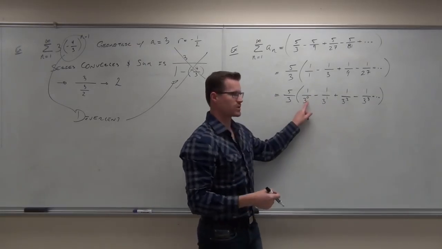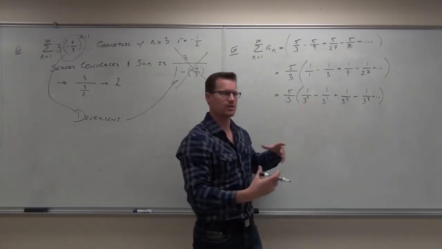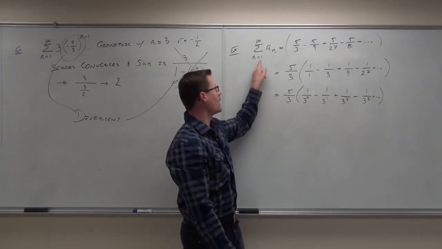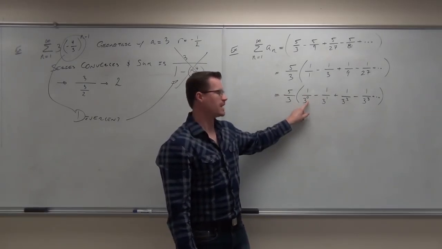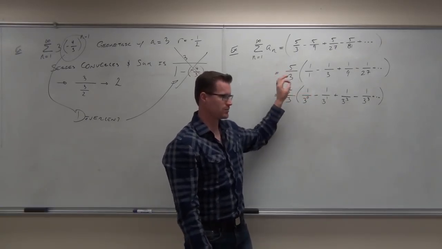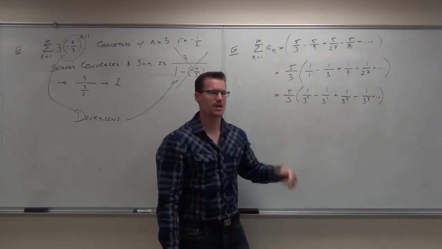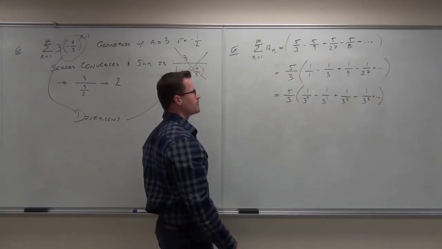If I would have left this as 3 to the 1st, I would have had a little bit of a problem here, because there'd be no good way for me to reconcile: I start at 1, but I'm getting a 0. Does that make sense? If I started at 1 with a 1, well, I'd be off by a negative. I'd be off by my sign. So we do have to factor out that 5/3, not just the 5.